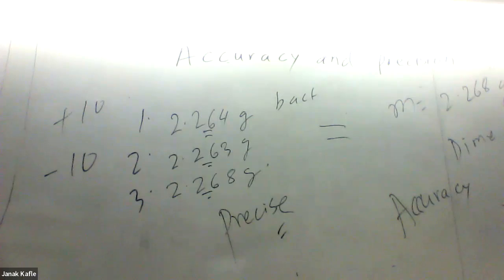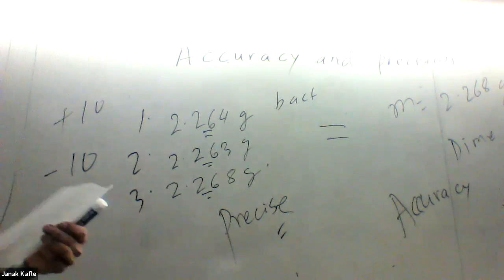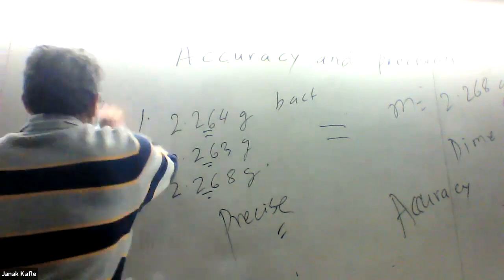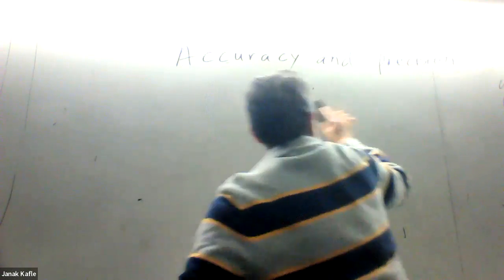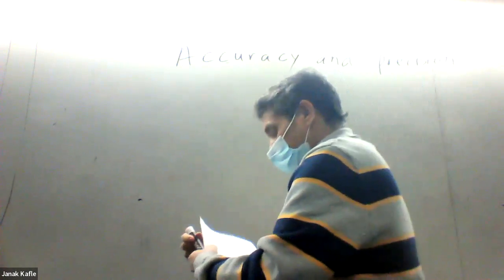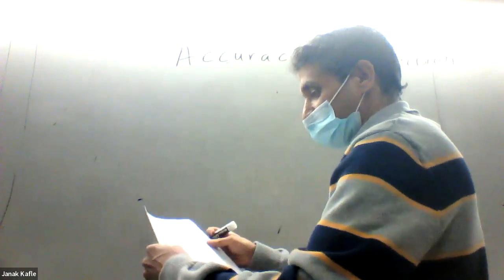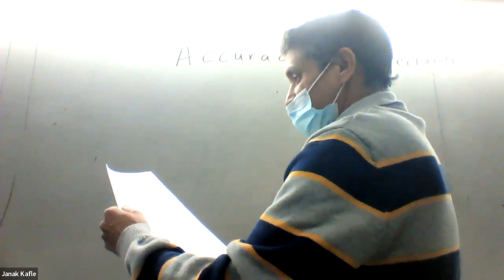So this is the accuracy and precision. Now, not precise. So let's see one example here in slide number 7. I'm in slide number 7, and there is one example on accuracy and precision.